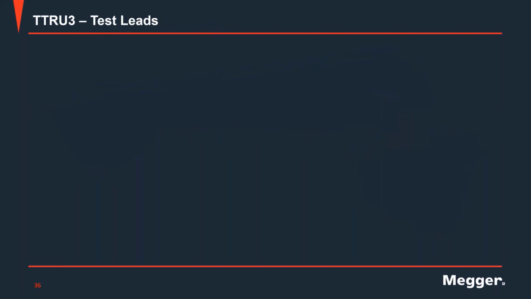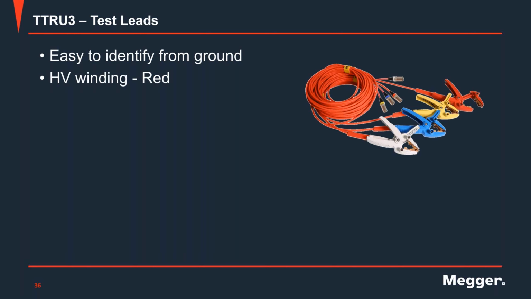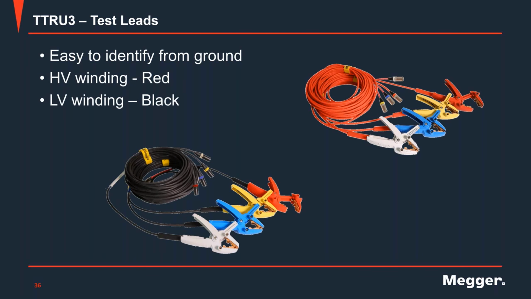So a really, really important feature. And I briefly mentioned, right, the colors of the leads. That will make the leads easy to identify from the ground, especially when I'm testing very large units. My high voltage winding lead, as you can see now, will be red. The whole cable is red. My low voltage winding is black. Both the cable and the connector of each lead is black.